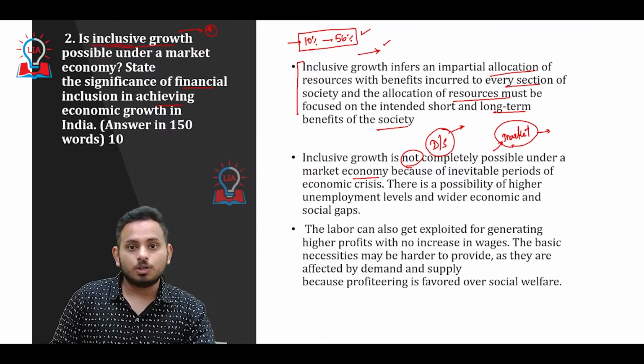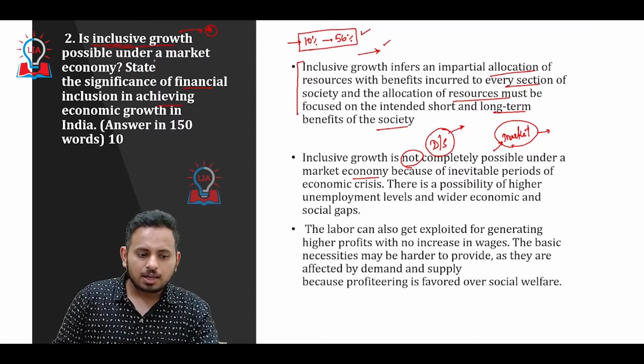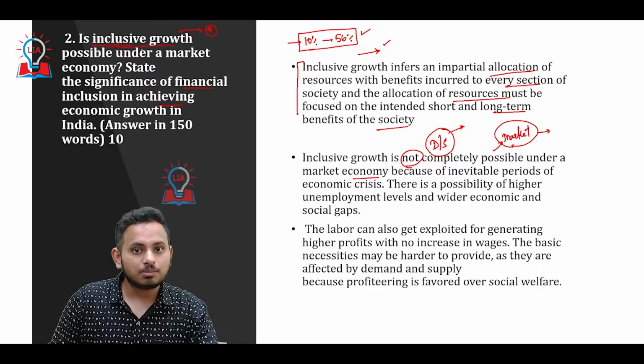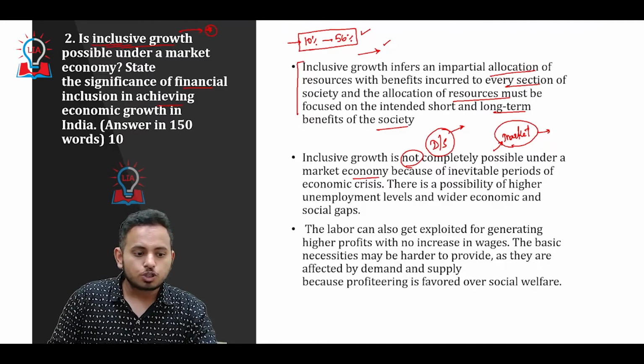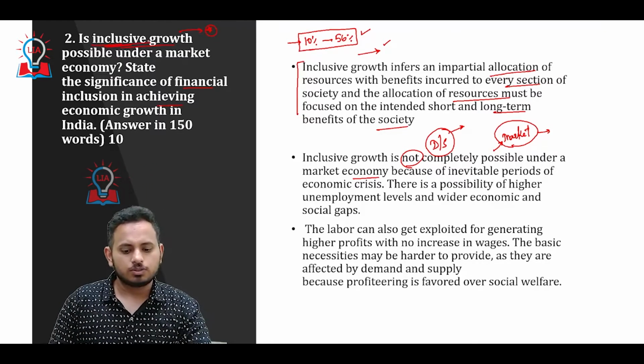That's how it should be. So outrightly we can't say that inclusive growth is impossible in a market economy. It is possible, but the state intervention, which is minimal, should be focused towards inclusive growth.